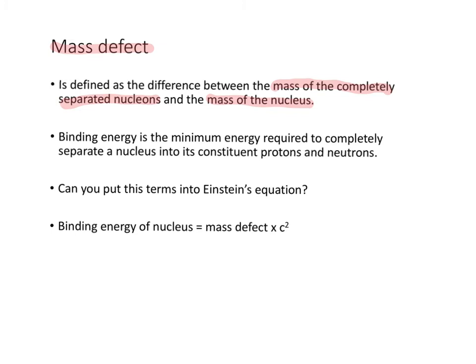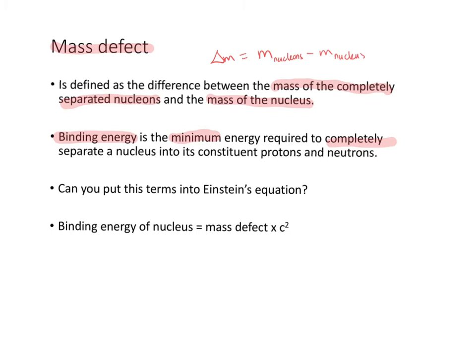So, in other words, it's a change in the mass, which is the total mass of the nucleons separated minus the mass of the nucleus. That's the mass defect. Then if we look at binding energy, it is the minimum energy needed to completely separate a nucleus from its constituent protons and neutrons.